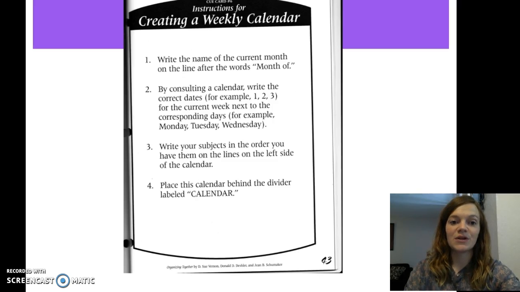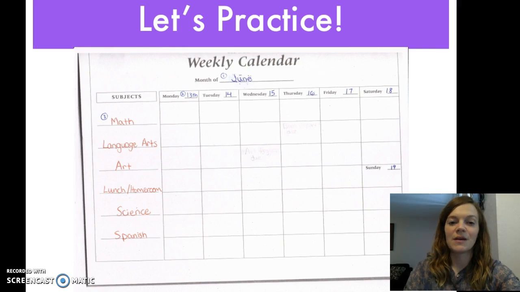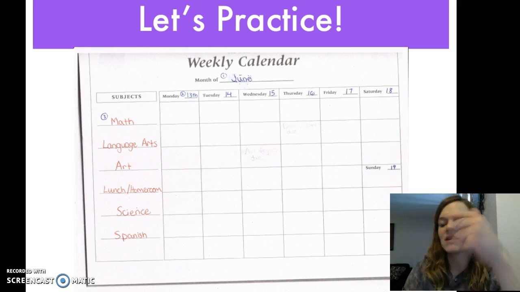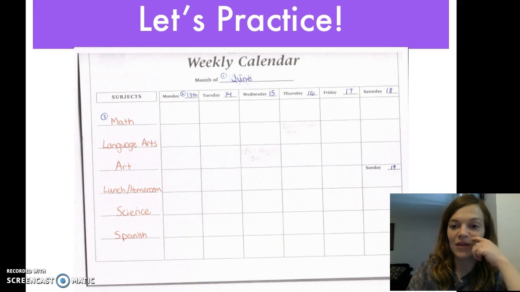The next step you're going to do is you're going to write the correct dates for the current week. So let's look at my calendar. This week, Monday was the 13th, and then we had the 14th was on Tuesday, the 15th, and so on. And you can see Saturday and Sunday are above and below each other because probably you're not going to have any homework assigned then, but you still might have activities that you need to record.